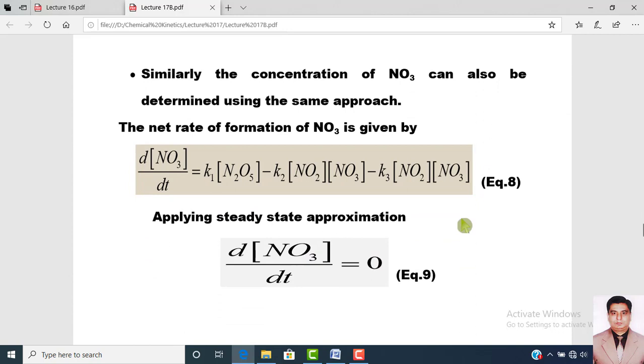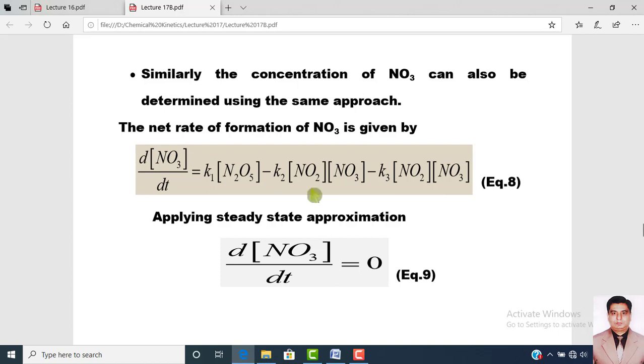So, similarly, the concentration of nitrogen trioxide NO3 can be determined by using the same steady state approximation. The net rate of formation of NO3 can be found because in the first step it is produced, while in the second and third step it is consumed. So dNO3 over dt is equal to K1 into N2O5 minus K2 into NO2 NO3 minus K3 NO2 NO3.